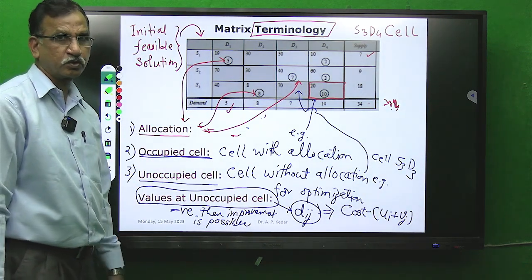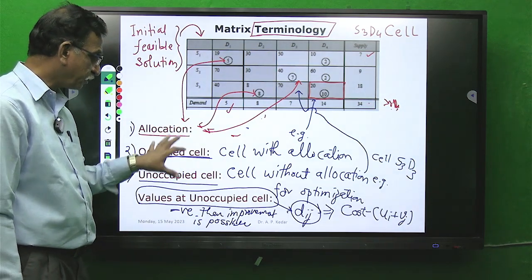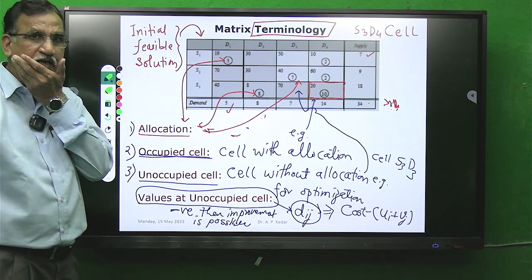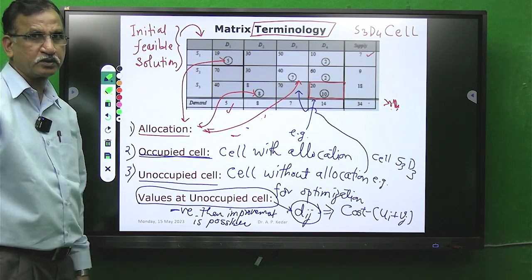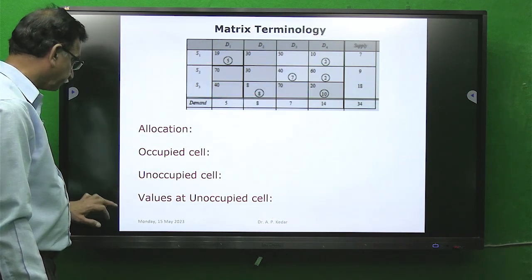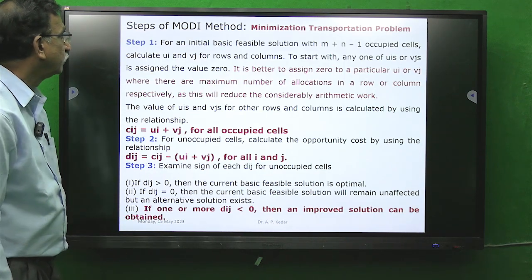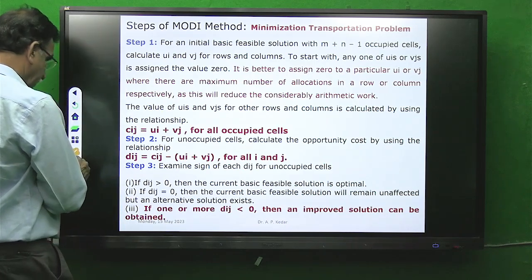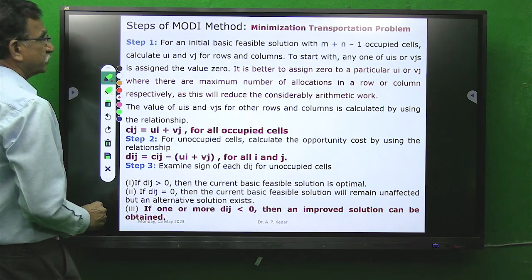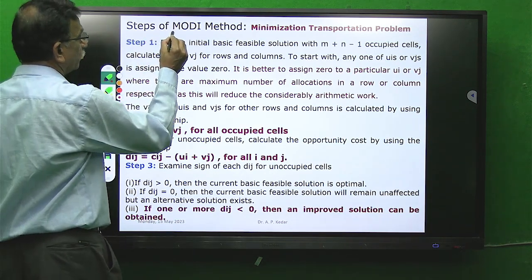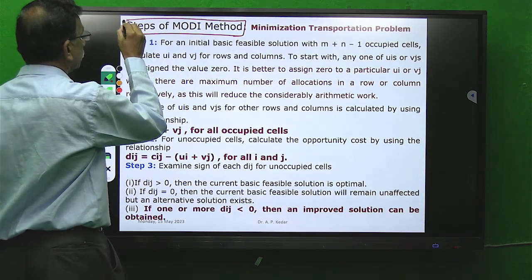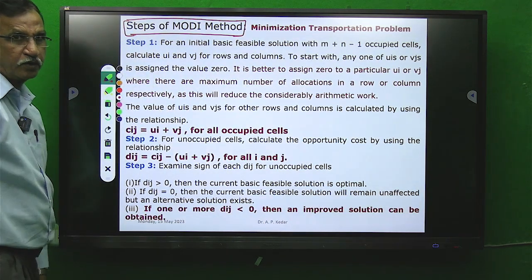Here my intention was to explain various terminologies related to the matrix. Once these terminologies are clear, further explanation is easy to understand. Let's move. Now, see here, statements are given. Very important slide. Steps of modified distribution method.